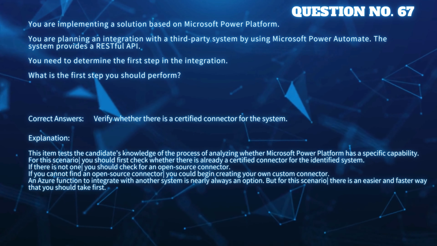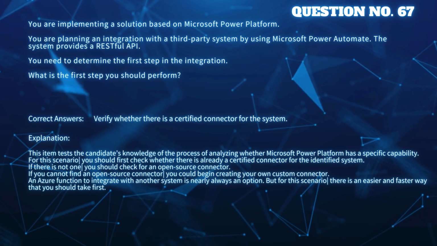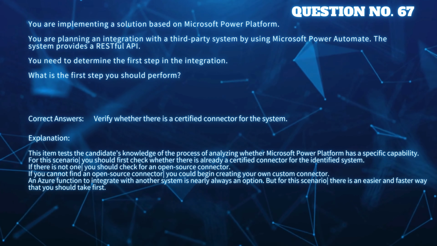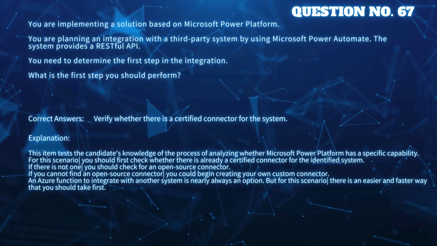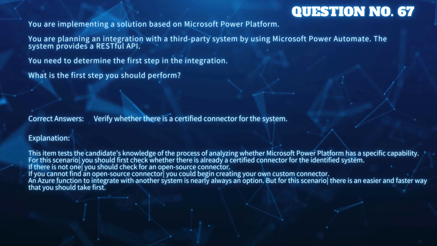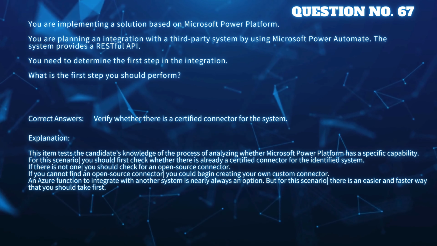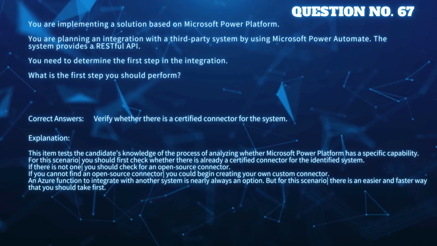Explanation: this item tests the candidate's knowledge of the process of analyzing whether Microsoft Power Platform has a specific capability. For this scenario, you should first check whether there is already a certified connector for the identified system. If there is not one, you should check for an open-source connector. If you cannot find an open-source connector, you could begin creating your own custom connector.